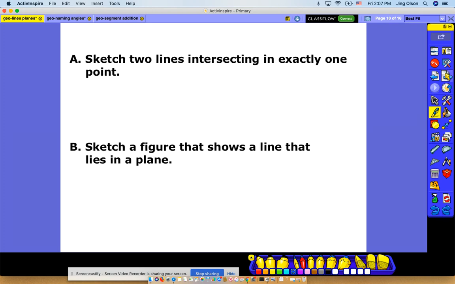We're going to sketch a couple things here. Sketch two lines intersecting in exactly one point. So you sketch two lines. There's one line, and two lines intersect in exactly one point. Okay, they intersect at point P.